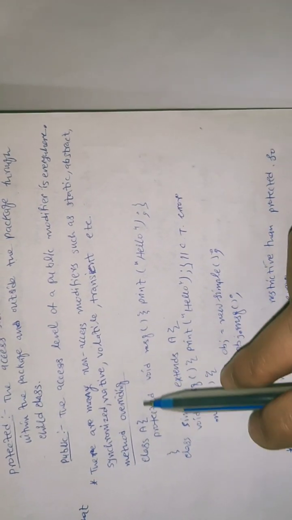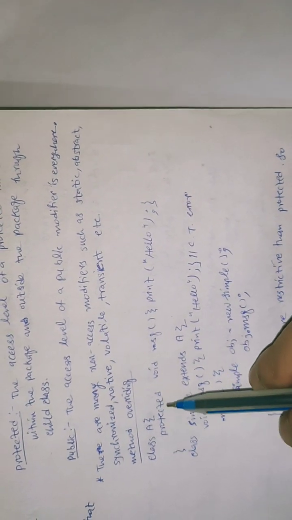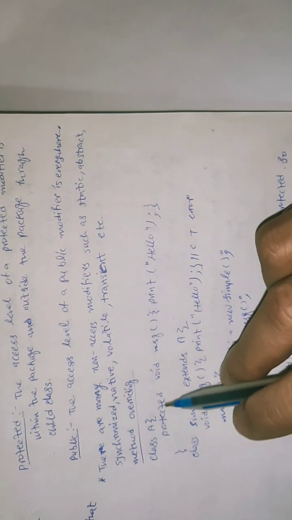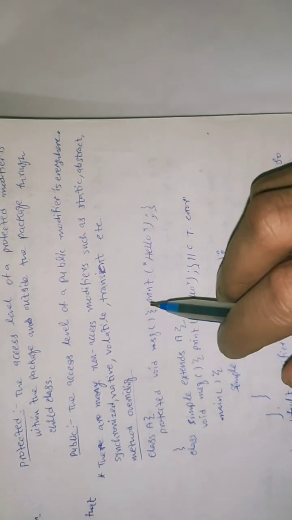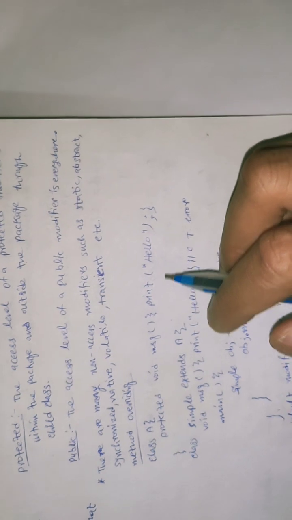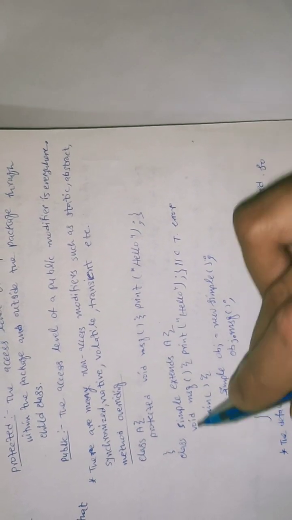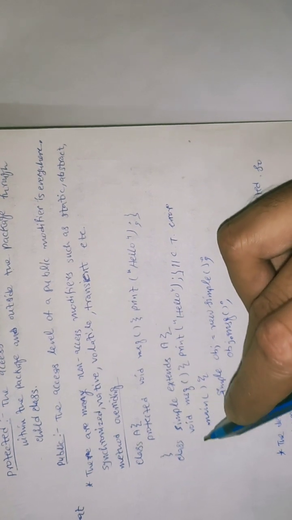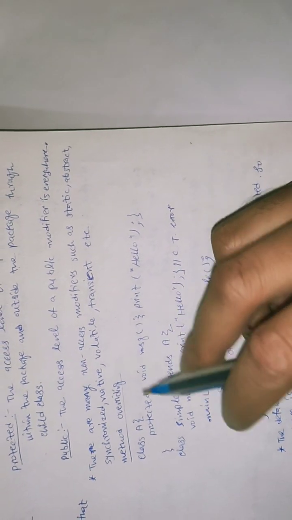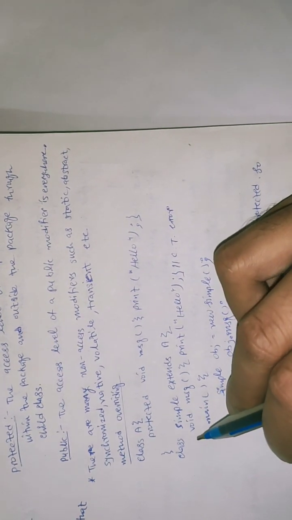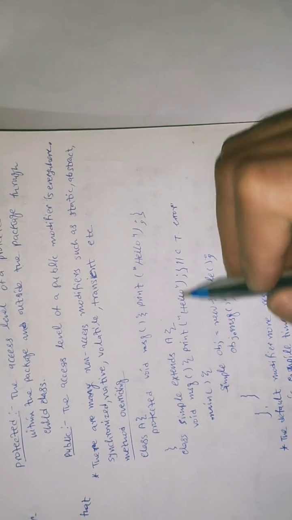Method overriding is where the access modifier comes into the example. Class A has a protected void message. There is a protected member, and void message is the method. It prints hello. There is another class Sample that extends A, with void message, which is default. Previously we discussed that default has no keyword, nothing means default. It prints hello.